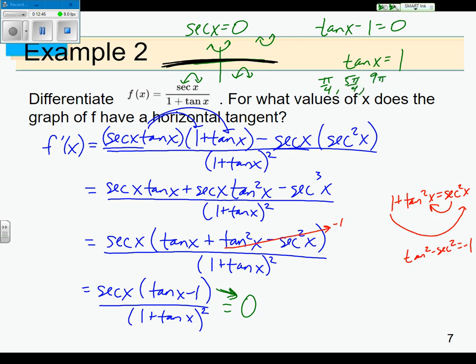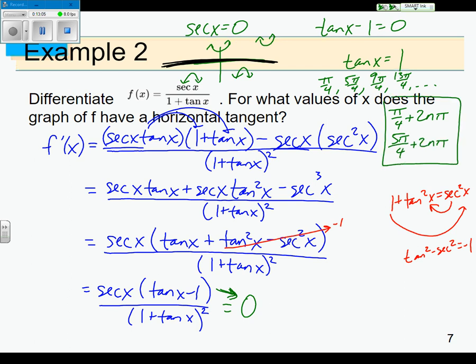I can keep going around. 9 pi over 4. Let's see, what am I adding there? I'm just adding pi each time. So 13 pi over 4. I can keep going on. So every pi over 4 is what we wrote last year, plus 2m pi. And every 5 pi over 4 plus 2m pi.